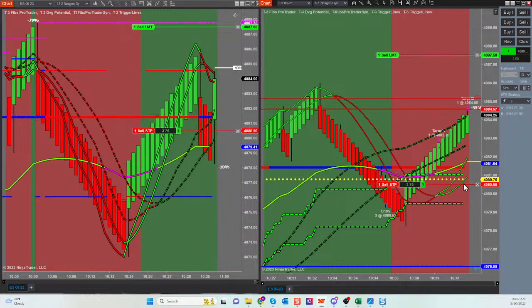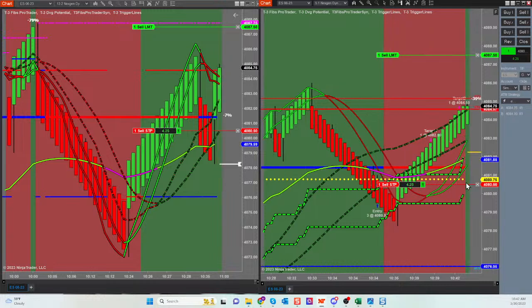So there's our second profit target. So now I'll move my stop. Let's go 2 ticks below a reversal bar. If divergence prints, it'll take me out.